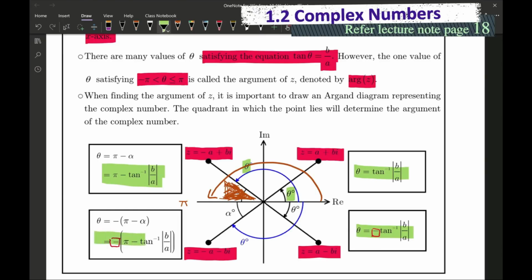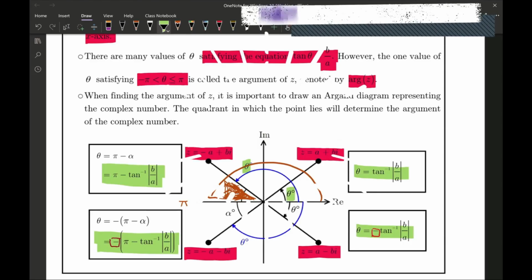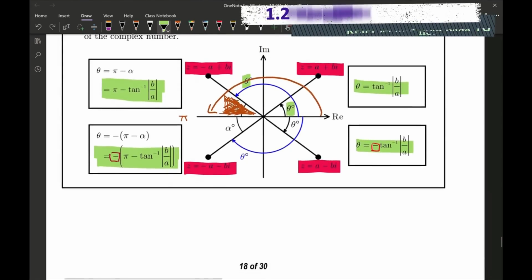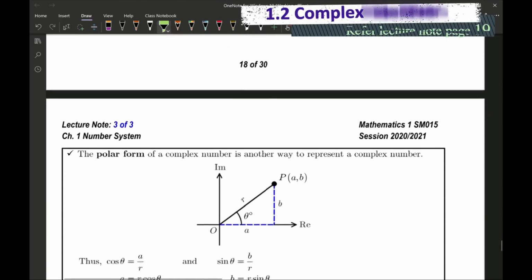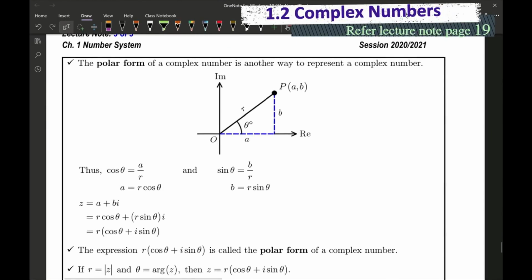Right? We put minus in front of the angle. Okay. So that's it, how to find the angle. And now we go to the example. Not yet the example. So we already found our z, our modulus of z, and our argument of z.